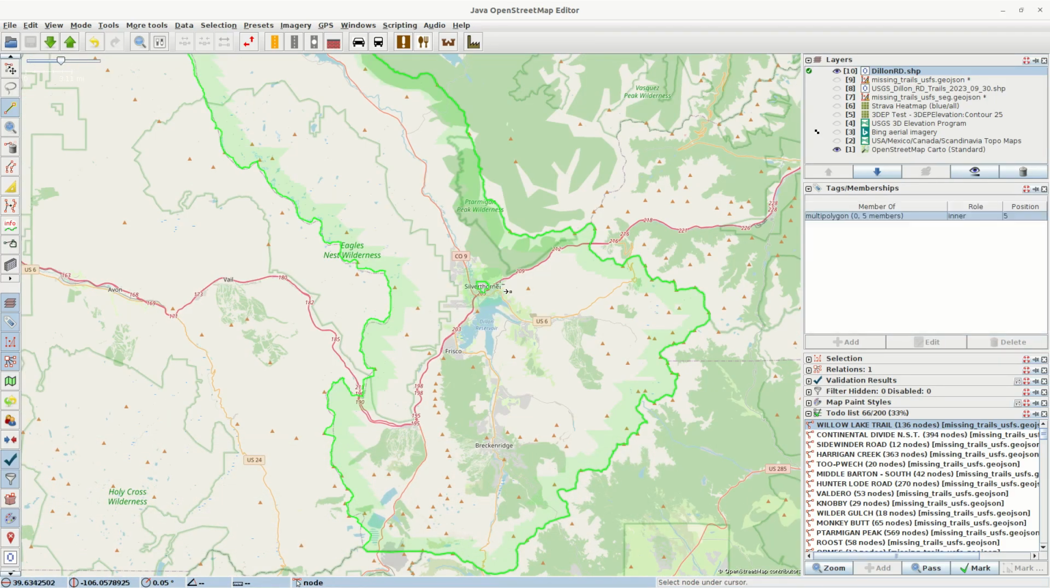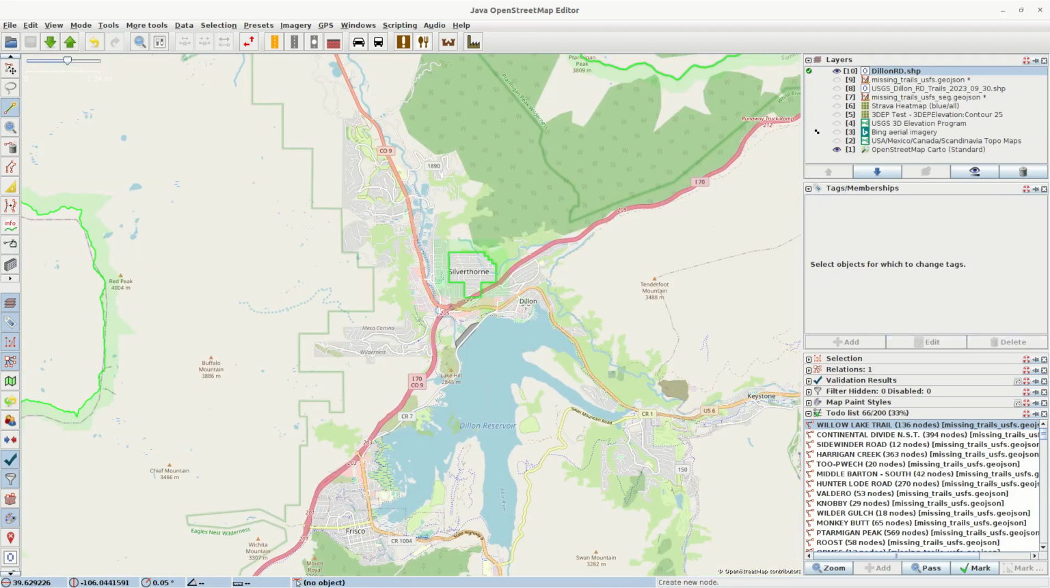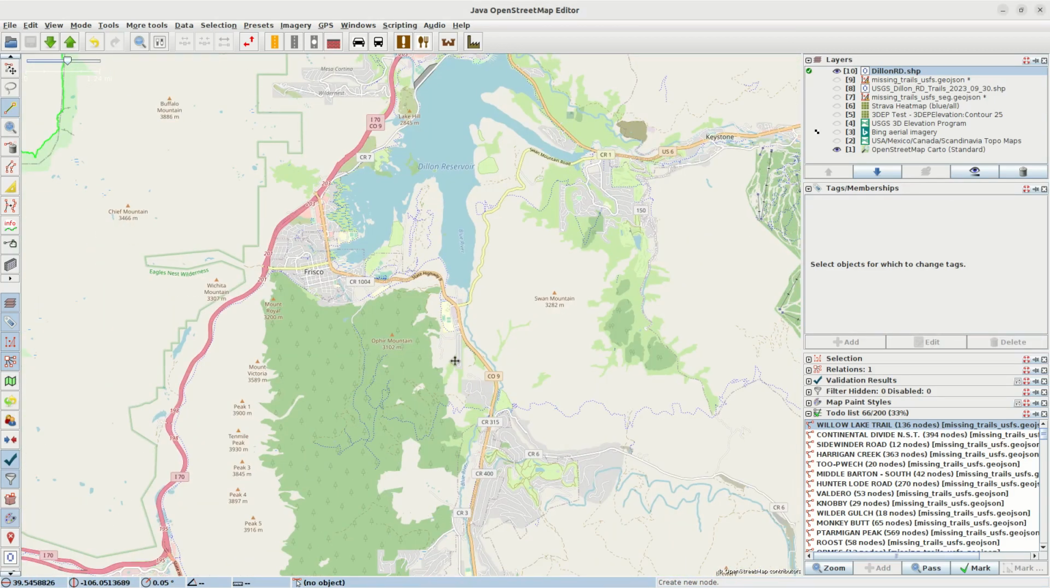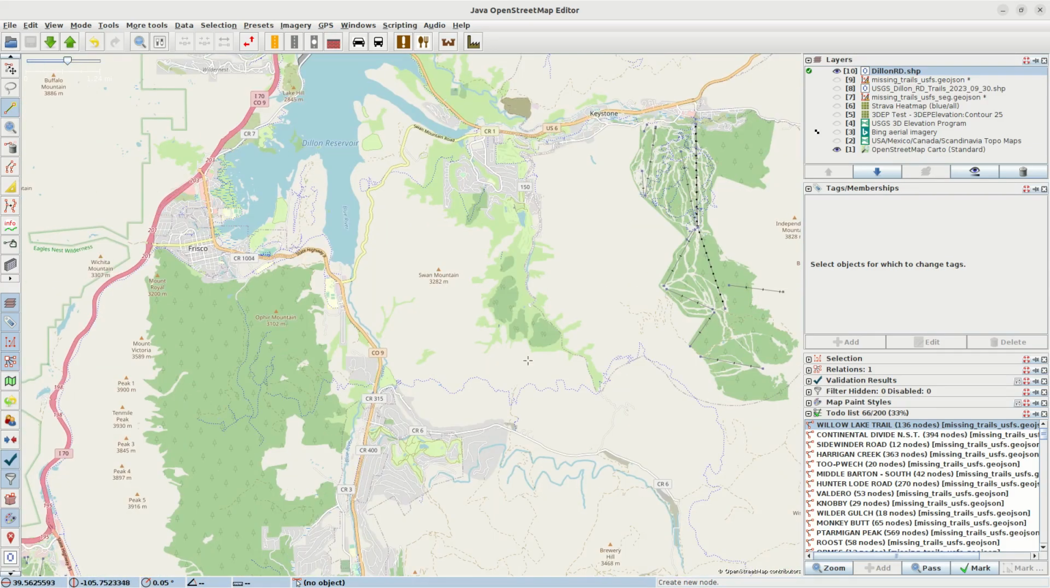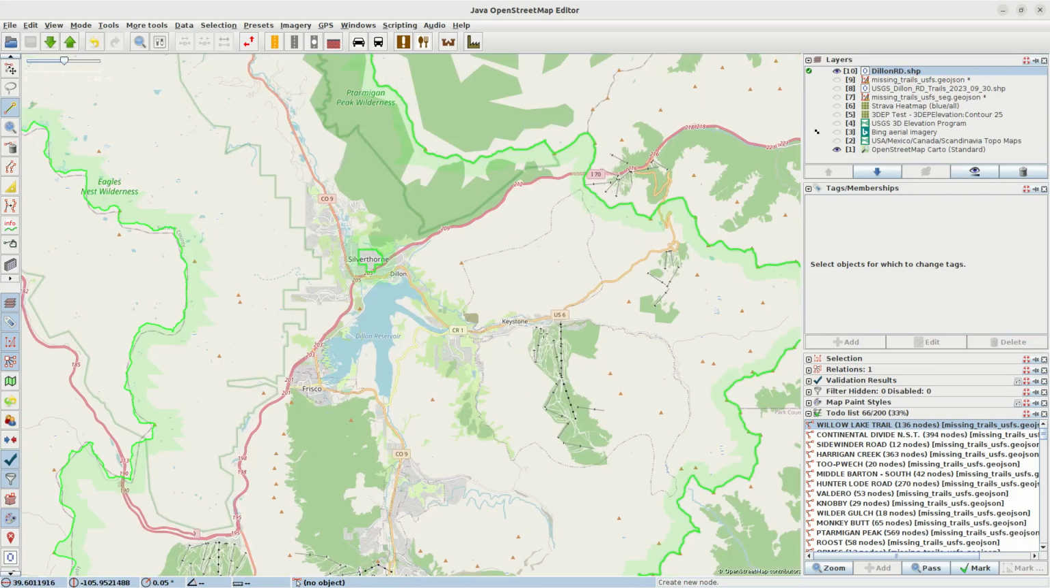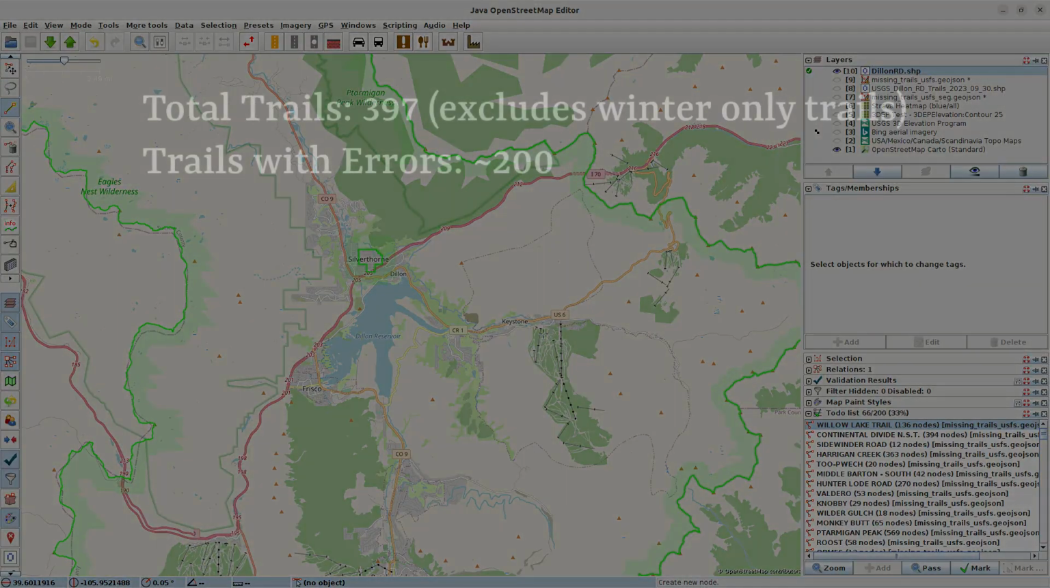It includes the towns of Dillon, of course, Silverthorne, Frisco, Breckenridge, and Keystone. So in summary, there were about 397 trails in the database, and I downloaded that from the Forest Service website on October 1st of 2023, so just a few weeks ago.